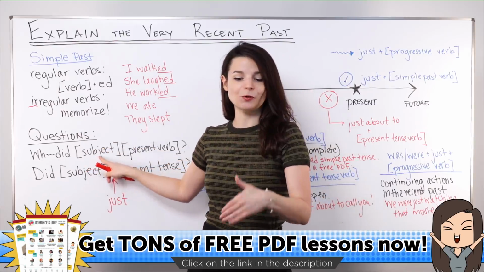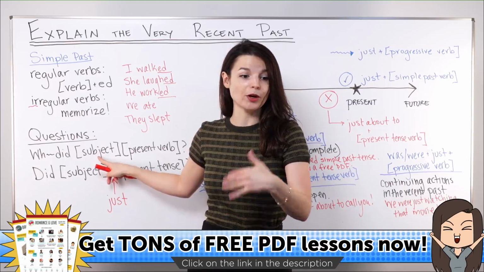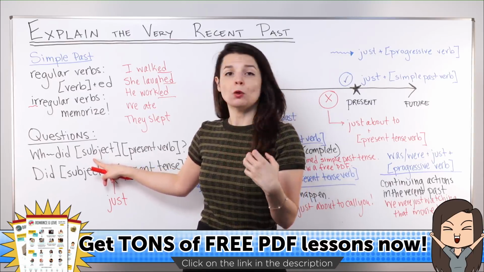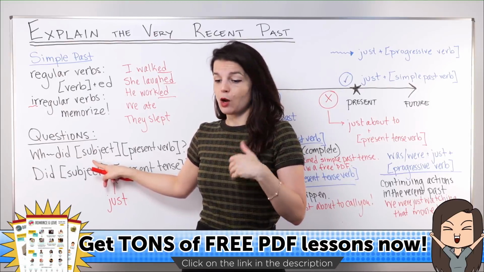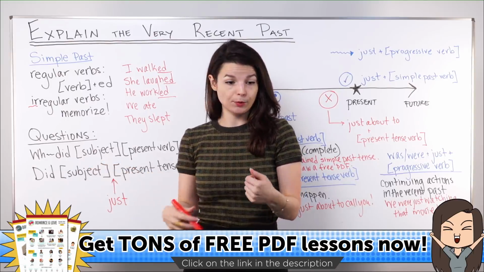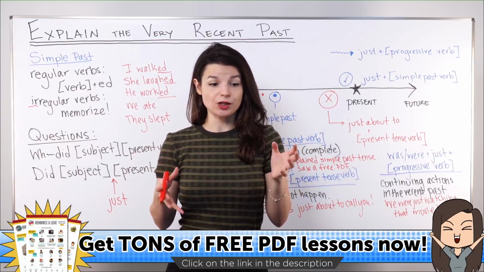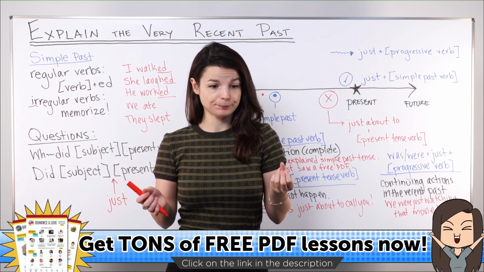And you can change this part. I'm using you a lot. That's a very common pattern. Where did you go? Who did you see? But you can change this, like what did he say? Or where did she go, for example? So this is a very simple question pattern that you can use for simple past tense.